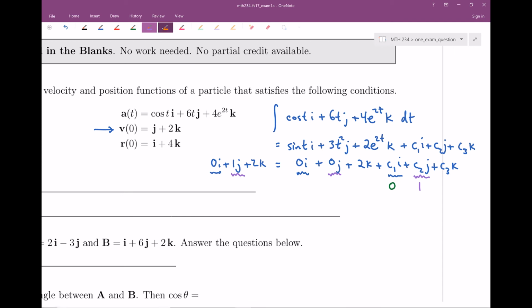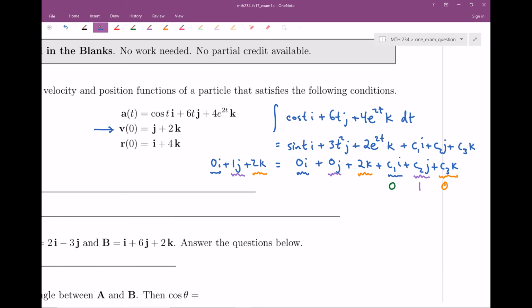And then finally, how about my k stuff? So I have 2k plus c3 k, and that should be equal to 2k. So let's see, I already have 2 of them, so it looks like I want 0 more. So I'm going to choose 0 for c3. Alright, so that's saying that my constant vector should be 0, 1, 0.